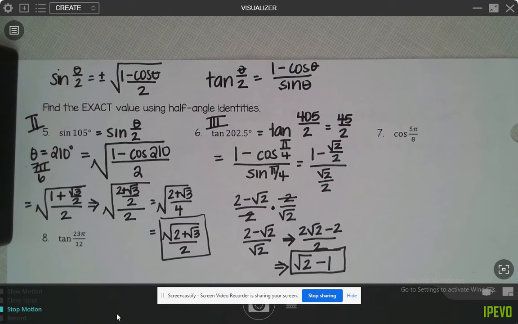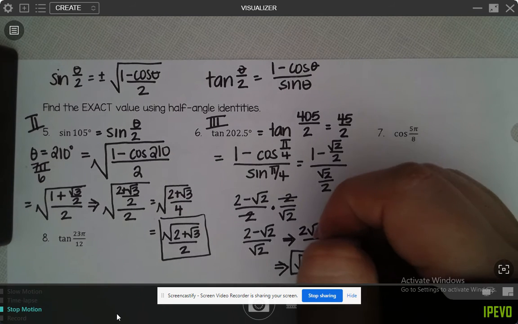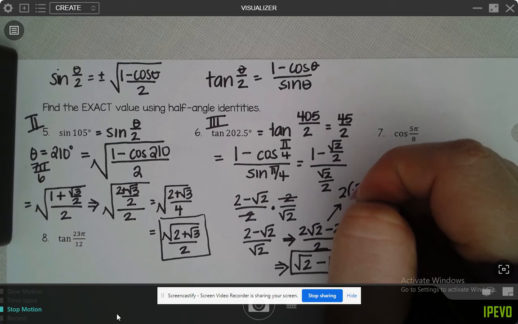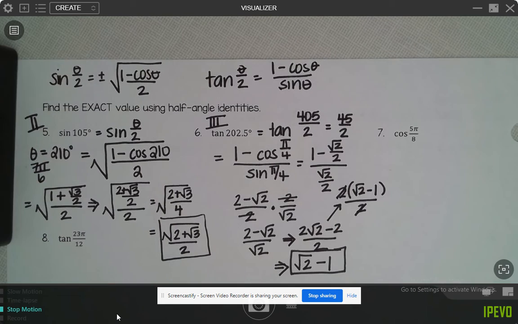Do you see why you don't learn the sine of 105 and the sine of 202.5 degrees? You would never know it. How did you cancel out all of them? Because up here you could factor out a 2. You could say it like this. And then they cancel. I'm just skipping an algebraic step there.